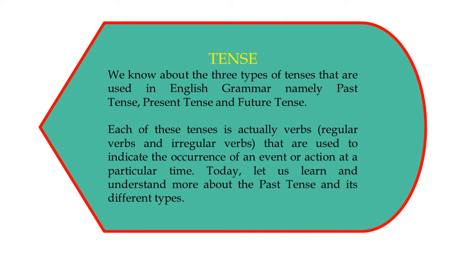Tense means time. We know about three types of tenses that are used in English grammar, namely past tense, present tense, and future tense. And this time is divided into three. Yes, as we said earlier, past tense, present tense, and future tense. Past time, present time, future time.